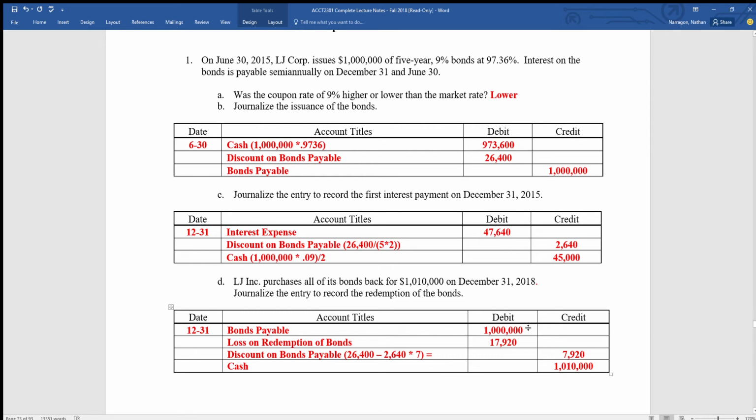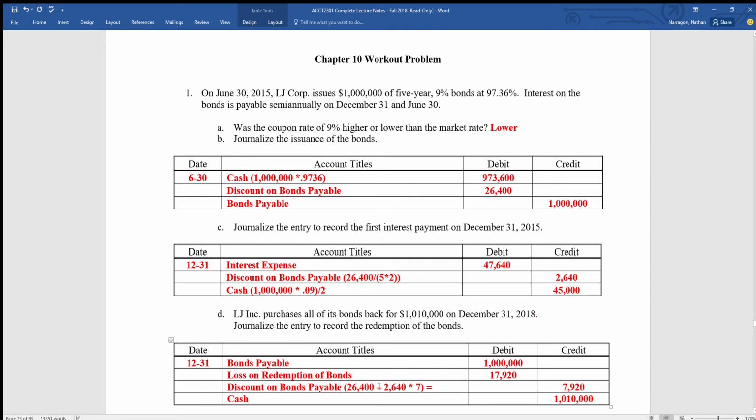So since we have to balance the debit side, we have a loss. Okay, so always watch out for this. And that's it with Chapter 10. Again, we're just really focused on bonds for Chapter 10.